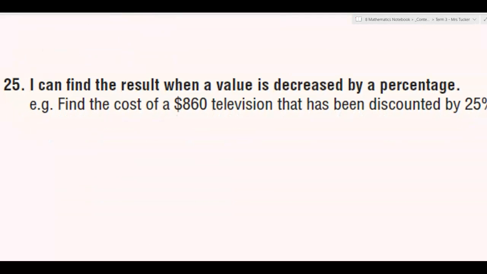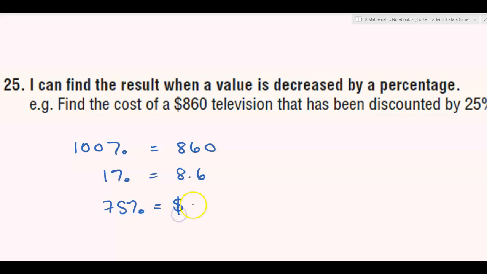Okay, find the cost of a television that has been discounted by 25%. Don't move when the bell goes. This is the last one. What percent are we actually trying to find? 75%. Good. Any takers? Yeah. 645. All right, guys, great job. Lots of revision.